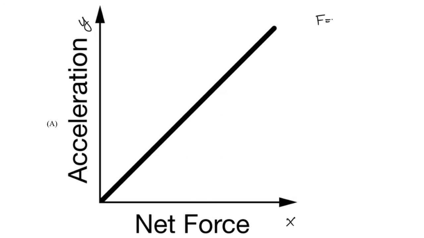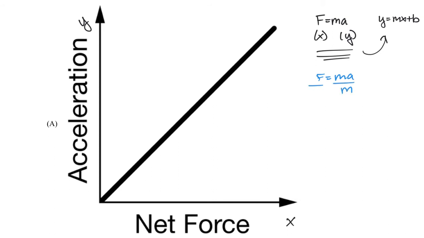So if I know my equation F equals ma, I'm going to label my force as x and my acceleration as y. So I know y equals mx plus b. So I'm going to try to get this equation into the y equals mx plus b format. Okay, so to do that, we're going to take F equals ma. So I'm going to divide by mass on both sides because acceleration is like my pseudo y.